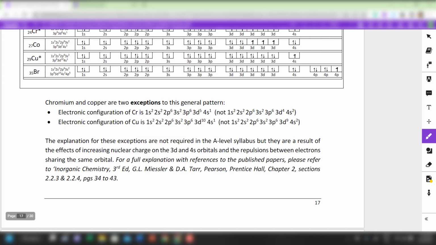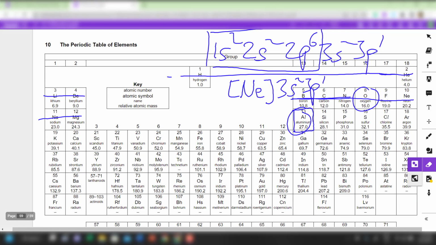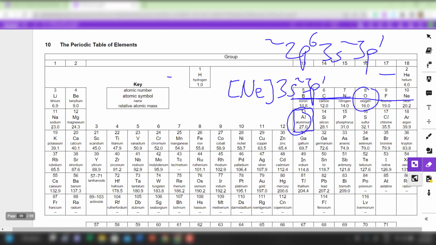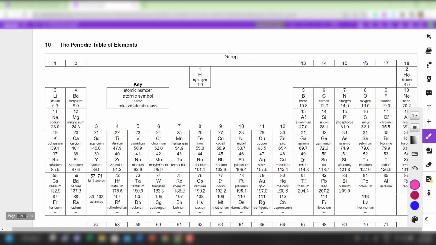So based on what you heard from me earlier on, maybe I can just go back to this again. I can just erase this first. We'll use chromium as an example so that it's easier for you to understand what I'm talking about. Let's say I want you to write out the electronic configuration of chromium, for example.